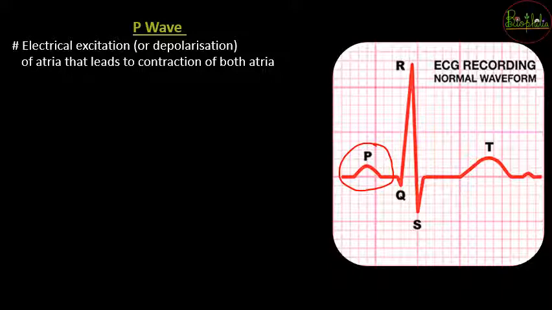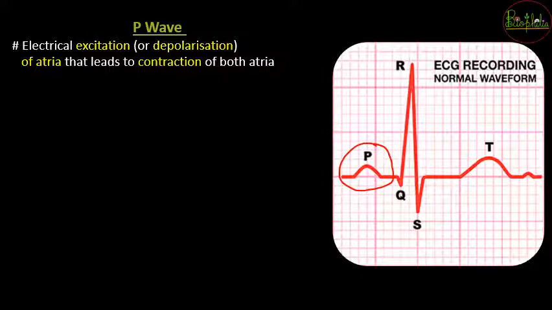So it must be clear that P wave is going to be showing the timings or the electrical activity during the excitation of the atria. Whenever the atria gets the signals to contract, at that time this is the depolarization or the excitation of atria that leads to contraction. तो वो जो state होता है that is recorded by the P wave.